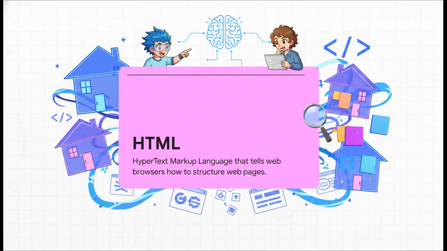I want you to write this down. HTML, which stands for Hypertext Markup Language, is the structural blueprint of the web. It tells web browsers like Chrome or Safari exactly how to structure and display your content. Now notice I said it's a markup language, right? It's not a programming language. It doesn't calculate math or run complex logic. It simply marks up text to give it physical structure.